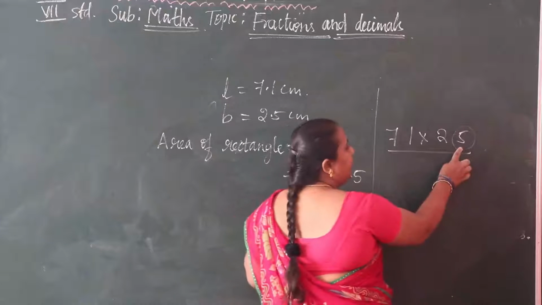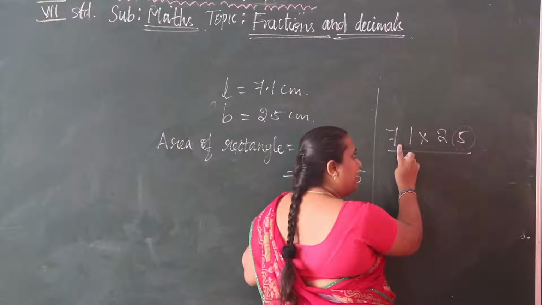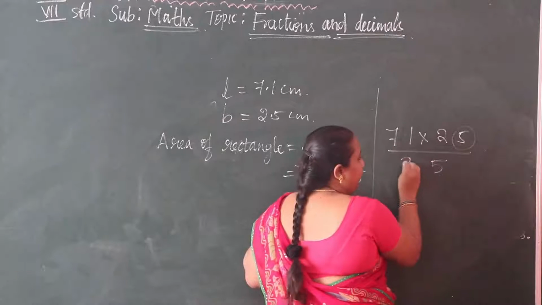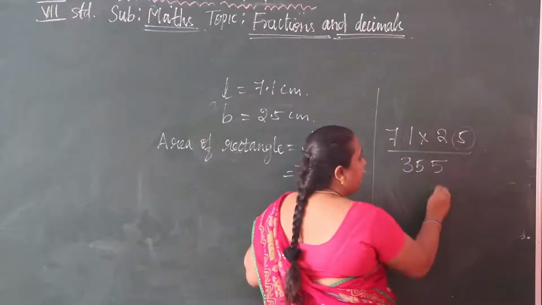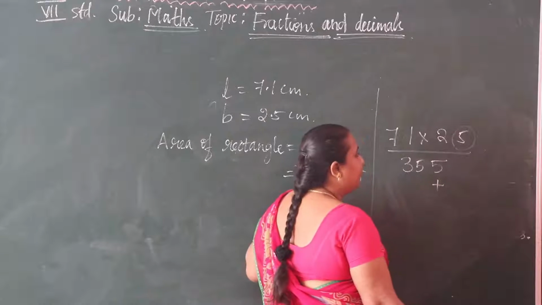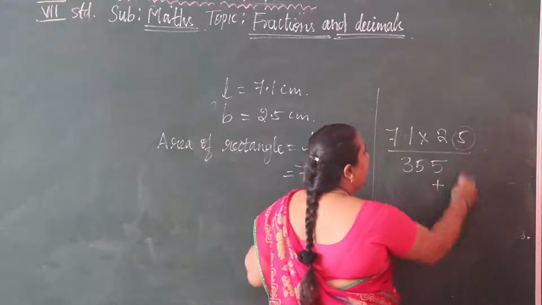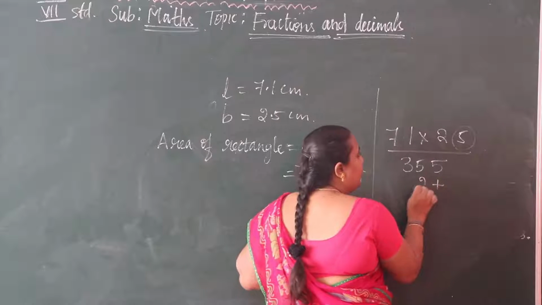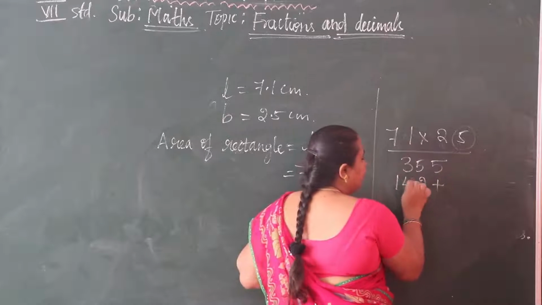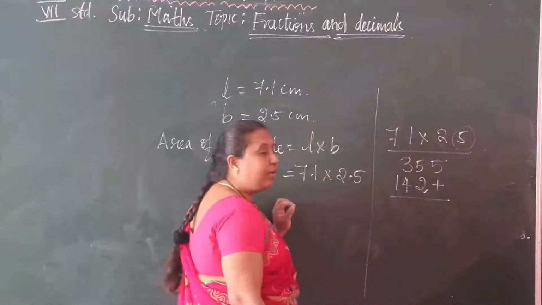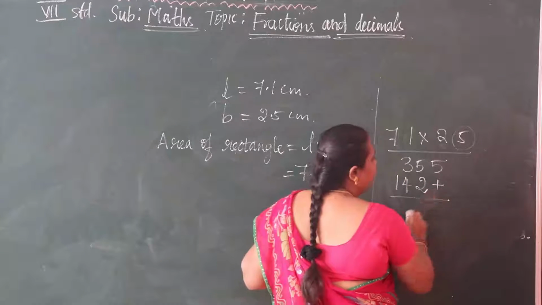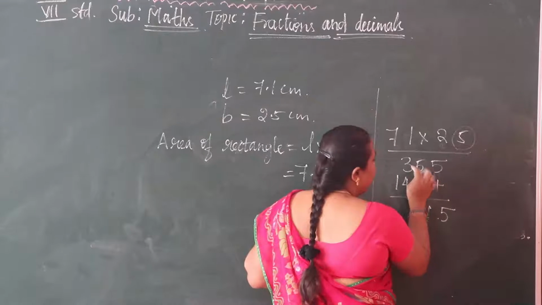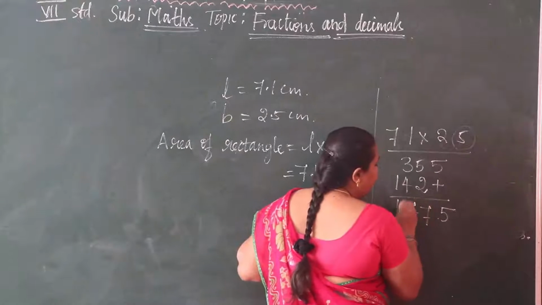First we take 5 to multiply this number. So 5 ones are 5 and 5 sevens are 35. Then you write the addition symbol here. Again you take the number 2. So 2 ones are 2, 2 sevens are 14. Then we can add here. So 5 plus 2, 7. Then 3 plus 4, 7 and 1.